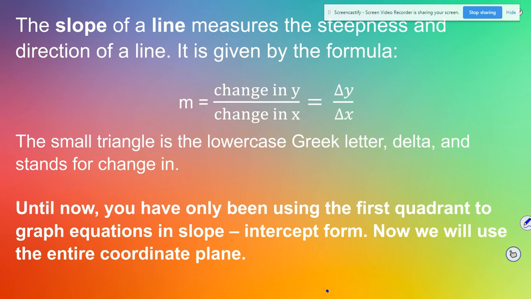So the slope of a line measures the steepness and direction of a line. It is given by the formula, which we've kind of talked about already. M equals change in y over change in x, or triangle y over triangle x. That small triangle is the lowercase Greek letter delta and stands for change in. So instead of having to write change in, you can put that little triangle. Until now, you've only been using the first quadrant to graph equations in slope-intercept form. Now we'll use the entire coordinate plane.